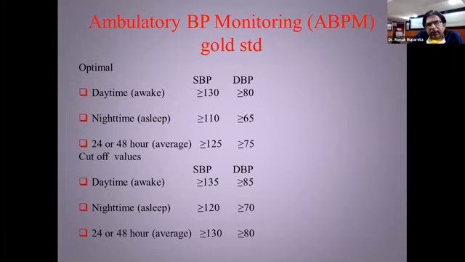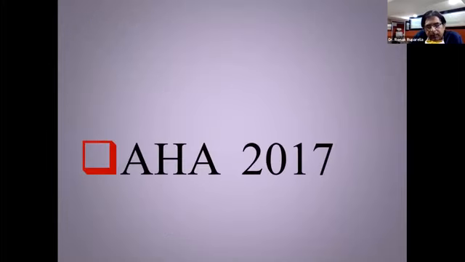Ambulatory blood pressure monitoring is the gold standard for diagnosing hypertension. The cutoff values are: for daytime, more than 135 systolic, more than 85 diastolic. Nighttime, more than 120 systolic and more than 70 diastolic, or 24-hour average, more than 130 systolic and more than 80 diastolic.